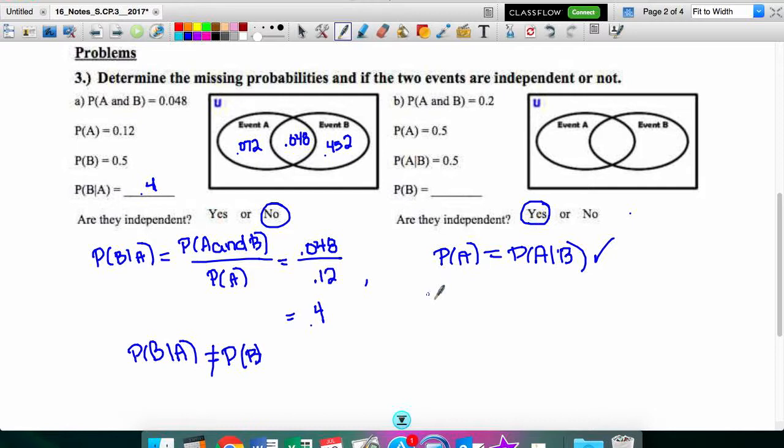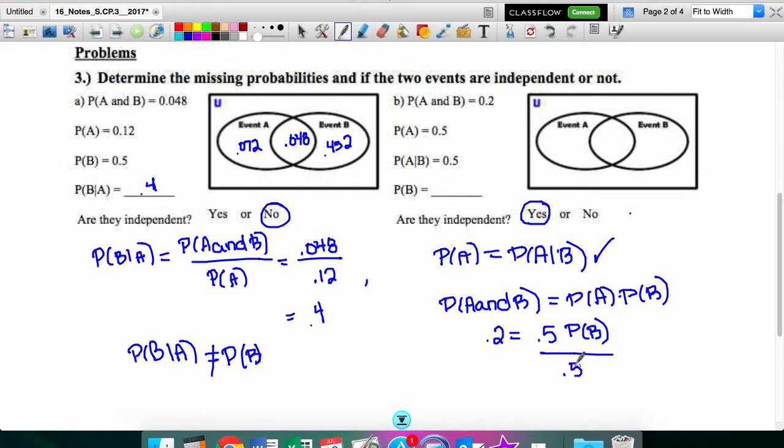And now that they're independent, I can use any of the independent equations to solve for the probability of B. So I can take the probability of A and B and set it equal to the probability of A times the probability of B to solve for B. Notice, I can only use this equation now that I know that they're independent. So the probability of A and B is 0.2, probability of A is 0.5, and the probability of B is unknown. To solve for the probability of B, I need to get rid of the 0.5 by dividing by it. 0.2 divided by 0.5 gives me 0.4 as the probability of B.